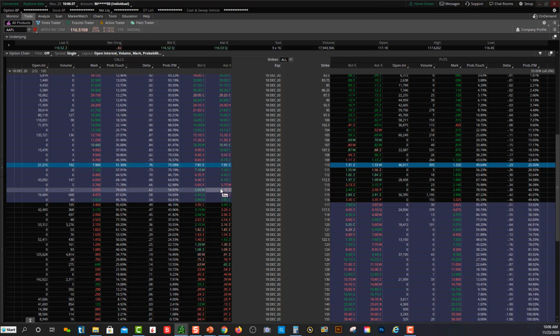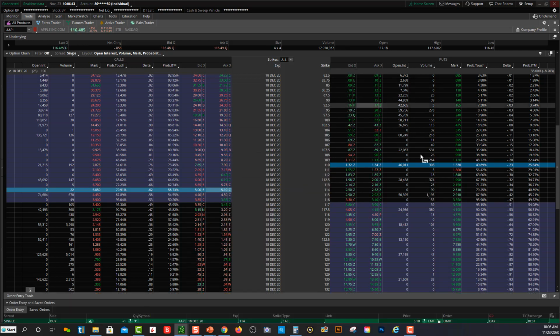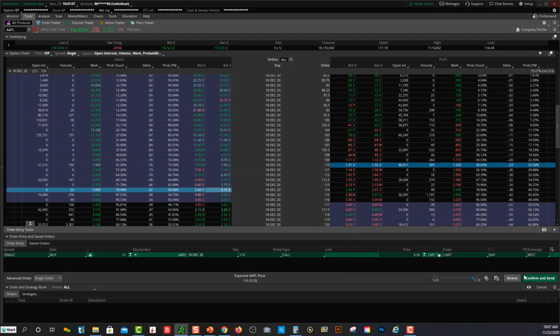Let's say we look at $114. Let's just say I bought the ask right here. You'll see my break even would be $119.10, and that's because I just take the $5.10 right here and add it on to my $114 strike price, and that's how I get the break even of $119.10.